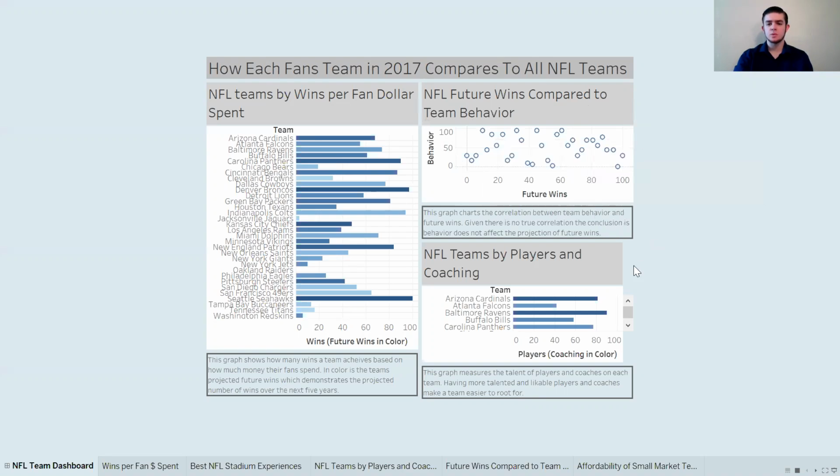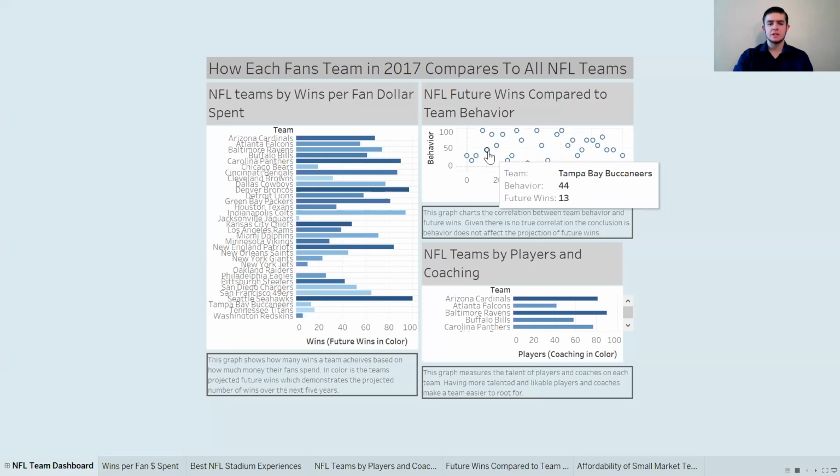And then this last one down here, it was good for me to throw in players and coaching. Of course, a team is usually more liked if they have really talented players and coaching, and the players and coaches are easy to rally around. So this was also a good comparison: if the players and coaches are highly rated, it means the team is probably more likable. And in here, I did two different actions.